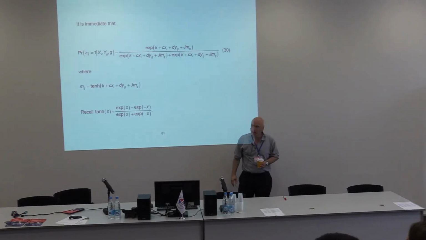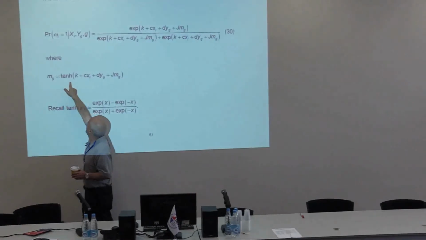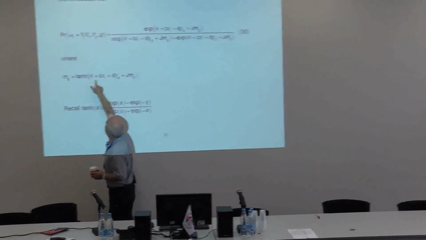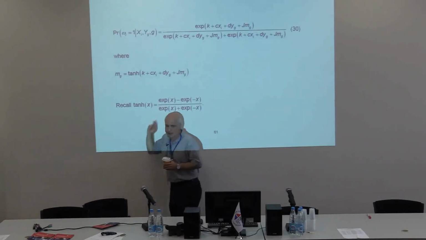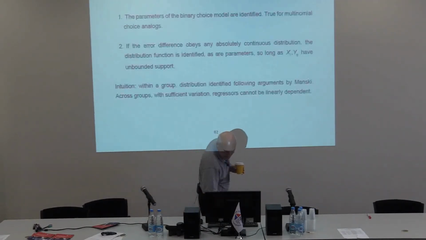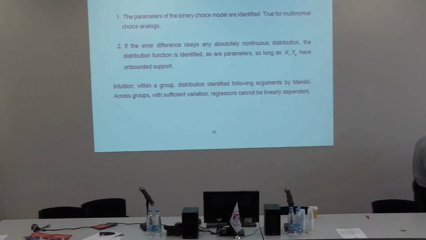Everybody with me? And so the expected value of the choice in a group is going to equal the hyperbolic tangent of k plus cxi plus dyj plus m. And that's the hyperbolic tangent function. All right, that's the environment.